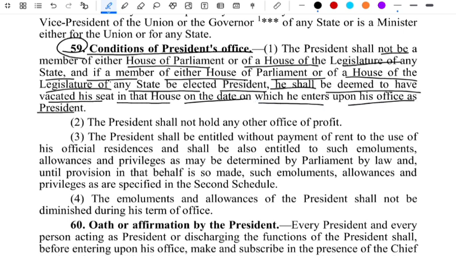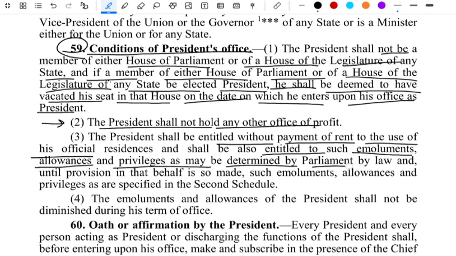So from here we can infer that a sitting MP can run for the election of the President. Okay. MP, MLA can run for the election. Next, the President shall not hold any office of profit. The President shall be entitled without payment of rent to the use of his official residence, and shall also be entitled to such emoluments, allowances and privileges as may be determined by Parliament by law, and until provision in that behalf is so made, such emoluments, allowances and privileges are as specified in the Second Schedule.